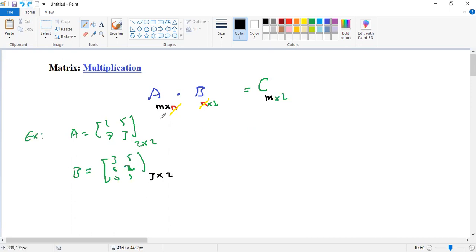No, not defined. Why? Because A is 2 by 2, and I want to multiply by B, which is 3 by 2. See, if you look here, I have 2 columns. And B, how many rows? Clear, 3 rows. So now we can't multiply. Why? Because 2 is not equal to 3.